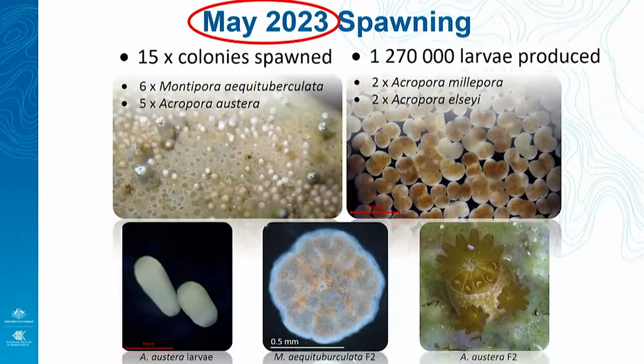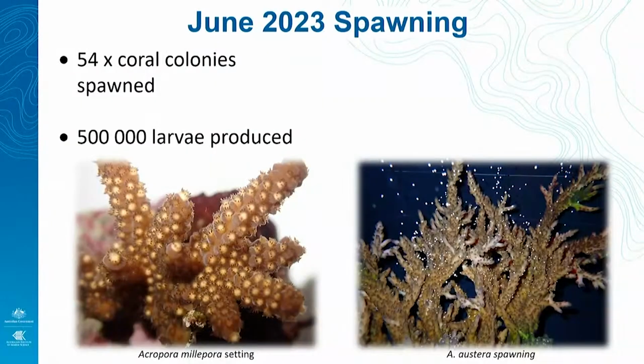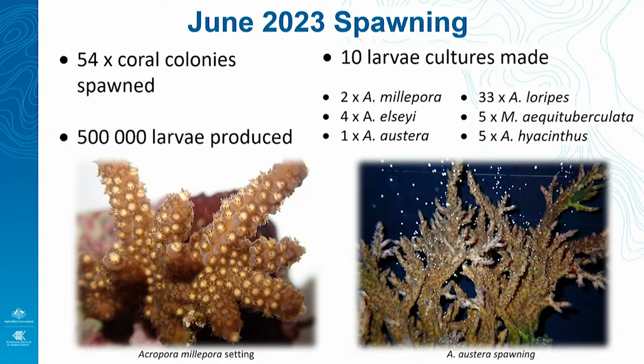Again, this May 2023, this time it wasn't a split spawning year, but it was an inshore full moon, and these broodstock, the Montipora and the Ostera, were collected from the Palm Islands, so they were expected to go at this time. And then in June, we also got about 500,000 larvae created from 54 coral colonies.